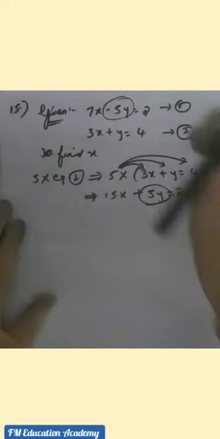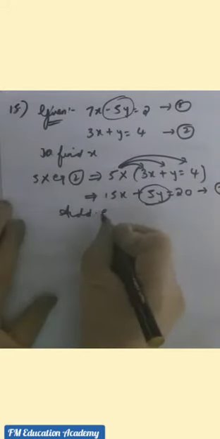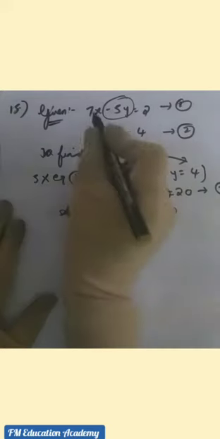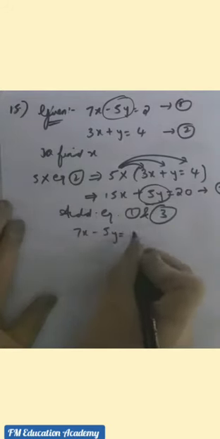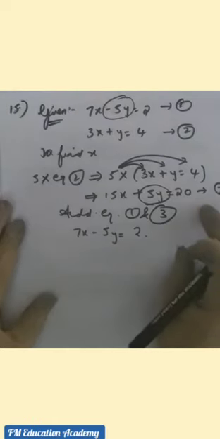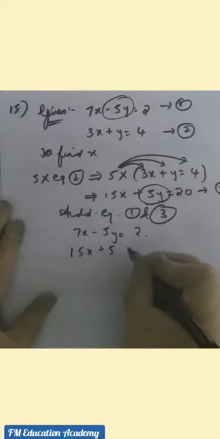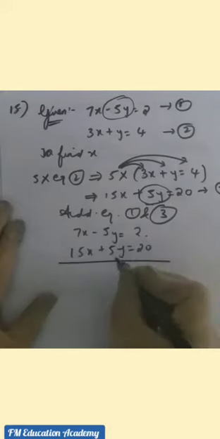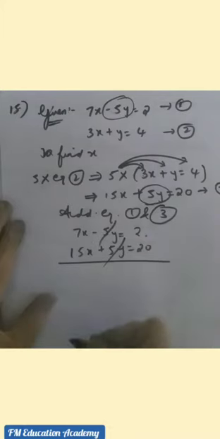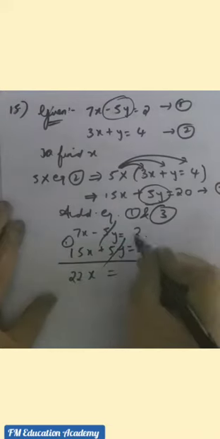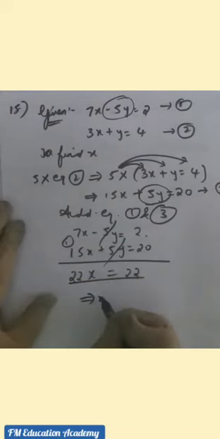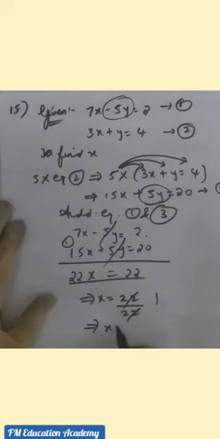Now here I have plus 5y and here I have minus 5y. So I can add equations 1 and 3. Here I have equation 1 is 7x minus 5y is equals to 2. And here I have equation 3 is 15x plus 5y is equals to 20. So what will it be? Plus 5 and minus 5 will get cancelled. 15 plus 7 is 22. And here 20 plus 2 is also 22. So we have x is equals to 22 divided by 22. So here also we are getting the value of x as 1.